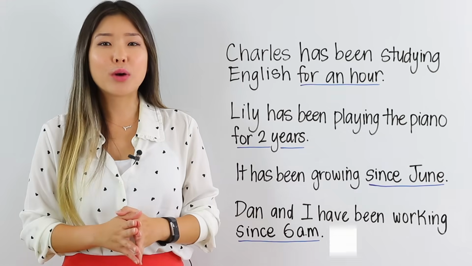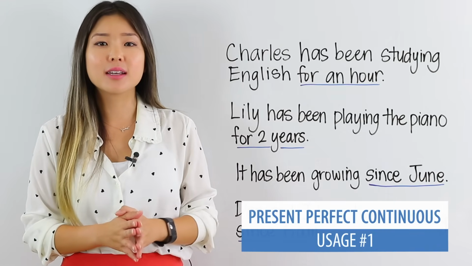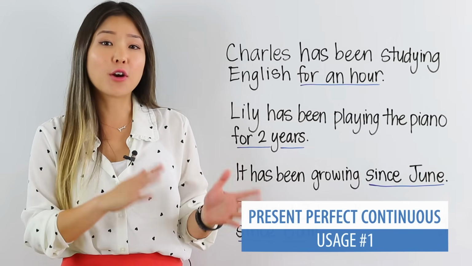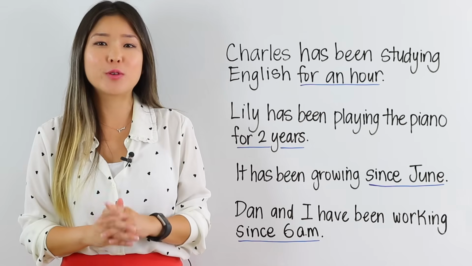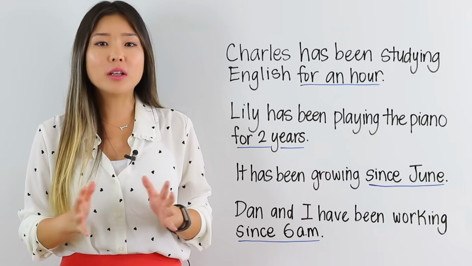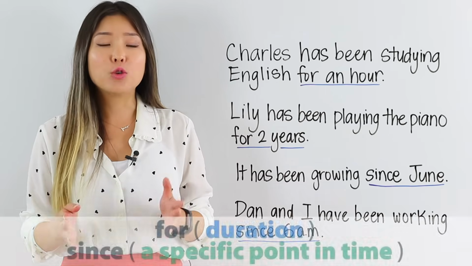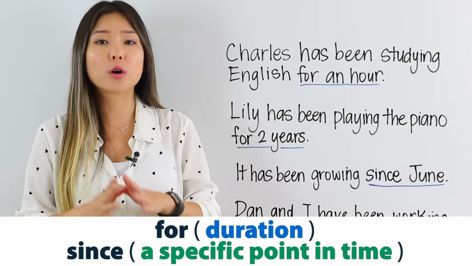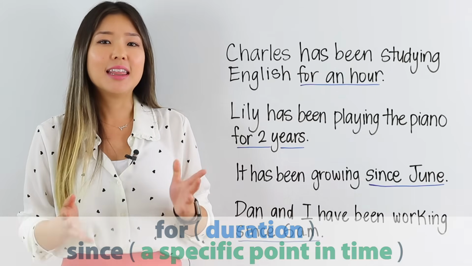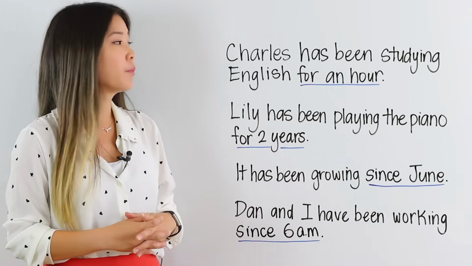You can use the present perfect continuous tense to talk about an action that started in the past and continues in the present. We want to emphasize duration, and you can do that by using for or since in your sentence. Let's take a look at some examples.